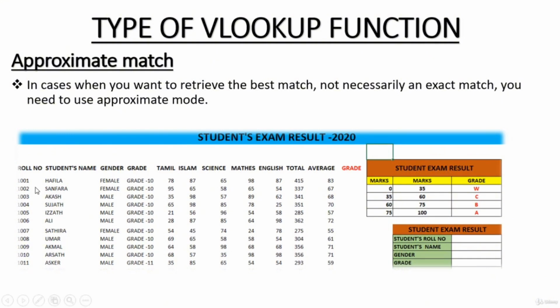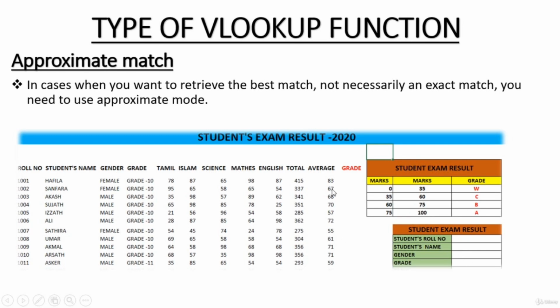For example, if I type the roll number 1001, the student name is exactly what is contained, Hafila, and it will be retrieved if I use the exact match, and for the gender we will use exact match as well. At that time we will get exactly what is contained here, female. But for the grade, I am going to use the average. So if the student gets an average of 83, we will put that in the approximate match table. The average is 83. 83 comes between 75 to 100, so it will retrieve A, the grade.